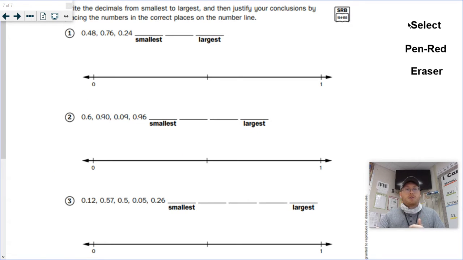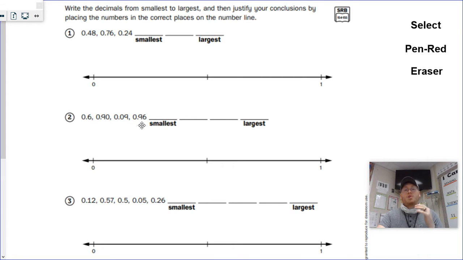Okay, so let's look at this page. There's only 4 questions for this lesson. However, we're going to go through it so that we're only going to do number 2 for right now, and you're going to do the rest of these. Number 1, pretty simple. They're all to the same place. You'll have to mark smallest to largest and put it on a number line. So we can do that in a little bit.